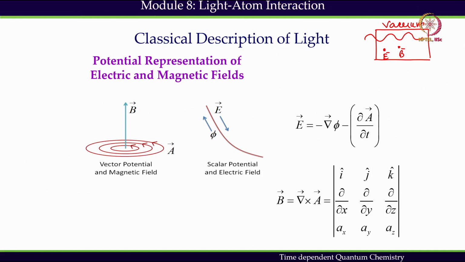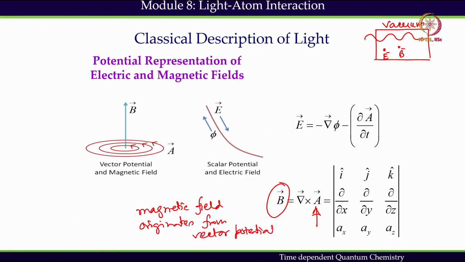But then we would like to convert it to the potential formulation. The moment we get the potential formulation, it gives you the origin of those fields in the medium due to propagation of the light. Now the origin is the following. What we see is that the B field, this is the magnetic field. Magnetic field originates from the vector potential, and electric field in this medium originates from scalar potential plus vector potential.